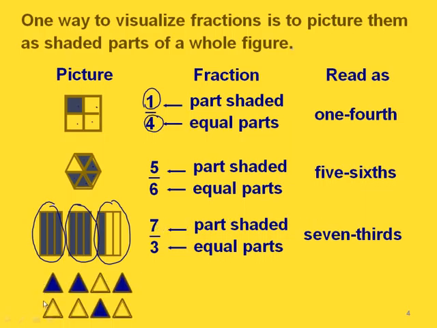Okay, here's one more picture, and let's figure out what fraction this would represent. So if we look at how many of these triangles are shaded, there are 4 that are shaded, so that's going to go on the top of our fraction. And then the number of equal parts we have, since we have 8 equal sized triangles, then we have 8 equal parts. So here's our fraction, and we could read this as 4/8.